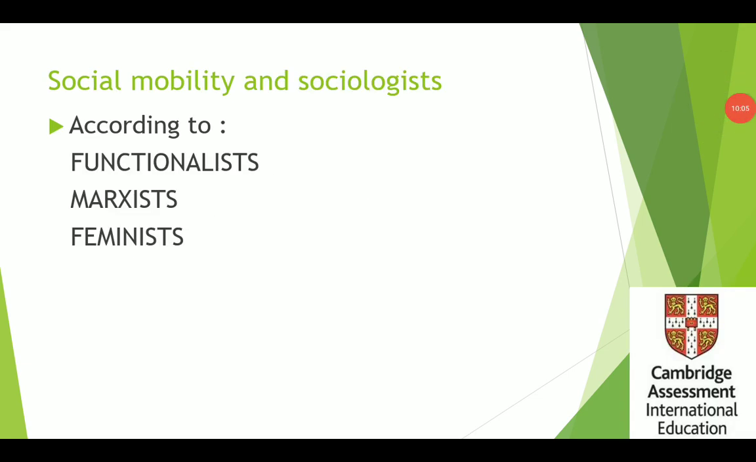Now social mobility according to sociologists. What is social mobility according to functionalists? Functionalists say that every decision is made on the basis of merit. They believe in the idea of meritocracy. They believe that whatever social class you belong to, the social factors do not matter, and you have to achieve more and more and more.